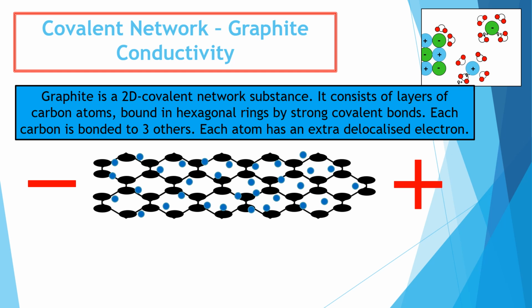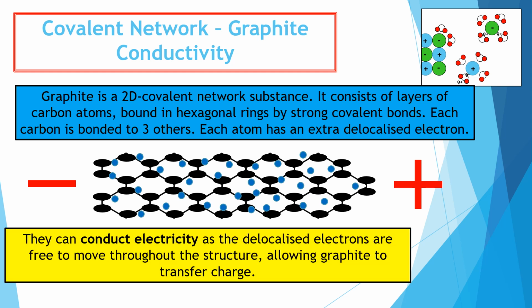So these two-dimensional graphite structures will conduct electricity because they have free moving particles that have a charge, and these free moving particles are the delocalized electrons. So the reason they conduct is that there are particles that are free to move and have a charge, and those are the delocalized electrons.